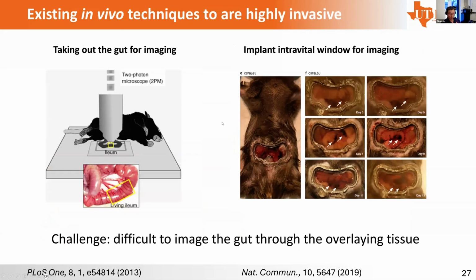This is a very important question. In the past, just a few examples of how people have tried to study this: they either have to take the internal organs out and study them under a microscope, or they replace a large part of the tissue with a transparent window to visualize the internal movement of the organs. But now we are giving an alternative method that is a lot less invasive.